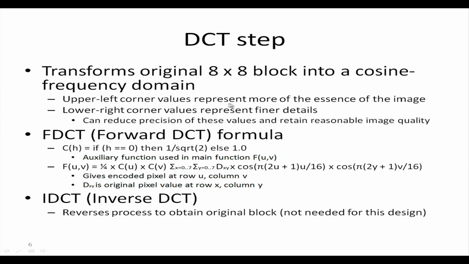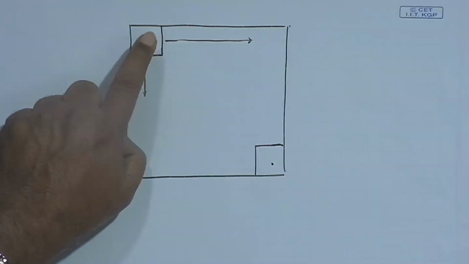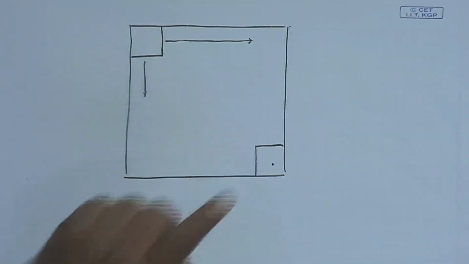So, the upper left corner represents more essence, and so consequently I can offer differential treatment to the different parts of the image. Whichever is carrying the actual essence, I will devote more attention. In our case, more attention means maybe more bits, or actually lesser bits, because we will come to that. We will have to take care of that resolution much more.